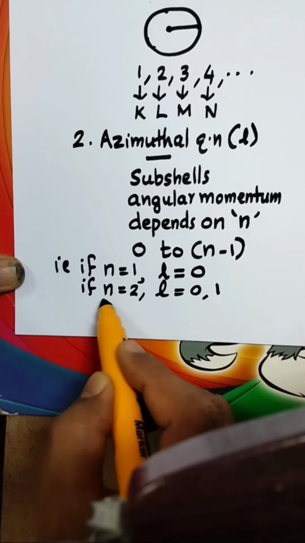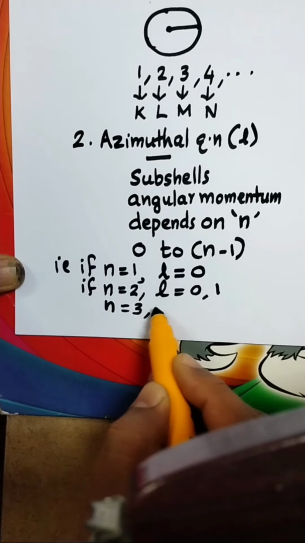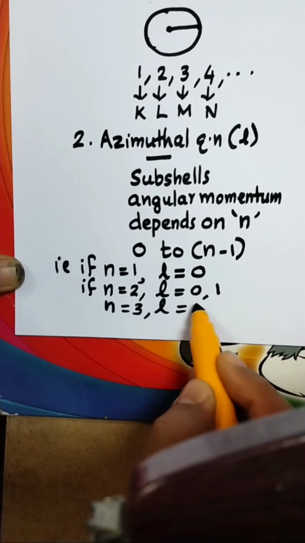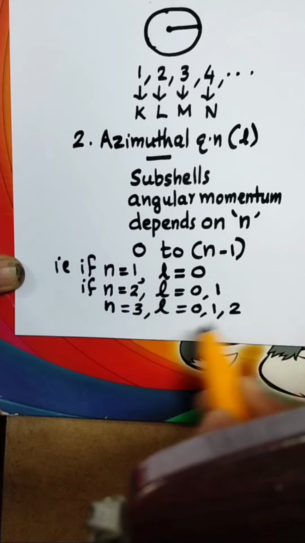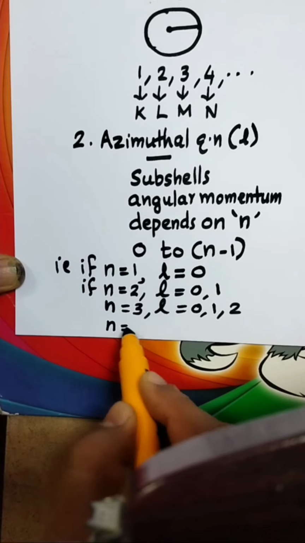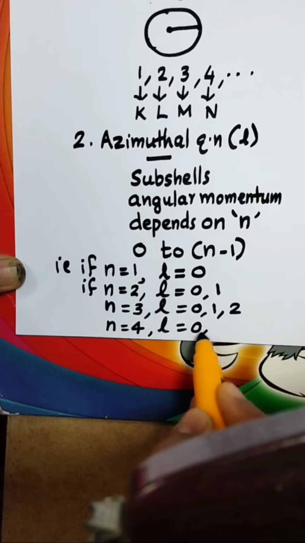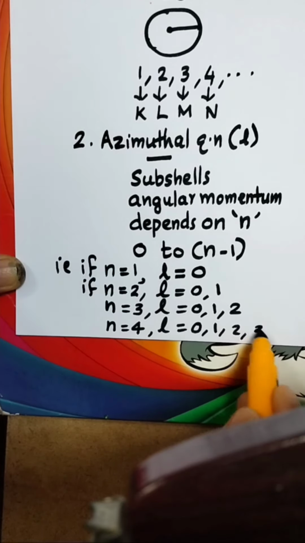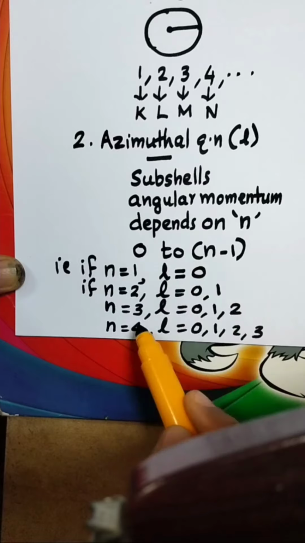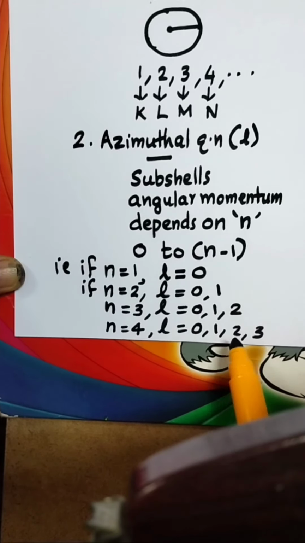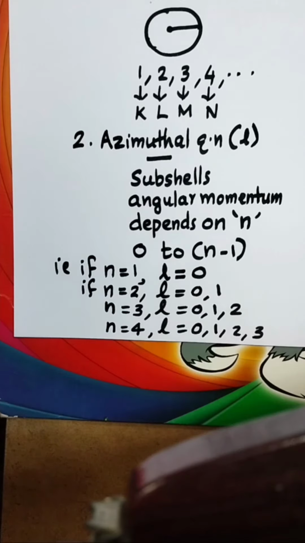If n equal to 3, then L equal to 0 to 3 minus 1, that is 0, 1, 2. If n equal to 4, then L equal to 0, 1, 2 and 3. That is 0 to 4 minus 1, 3, so 0, 1, 2 and 3. These are the values of azimuthal quantum number.